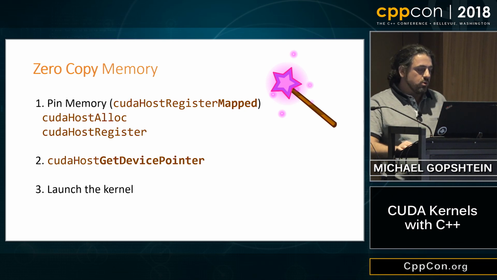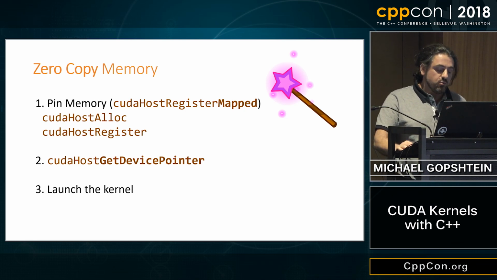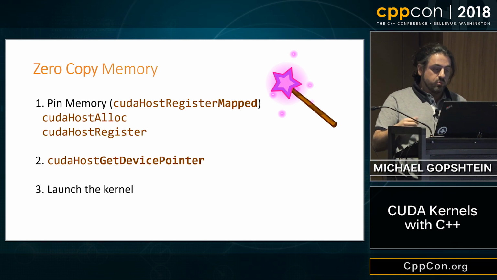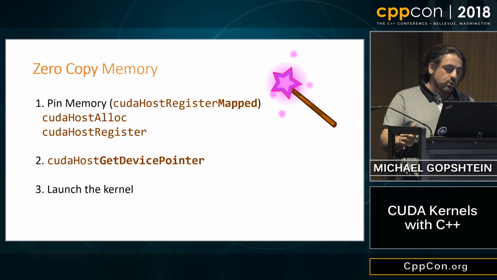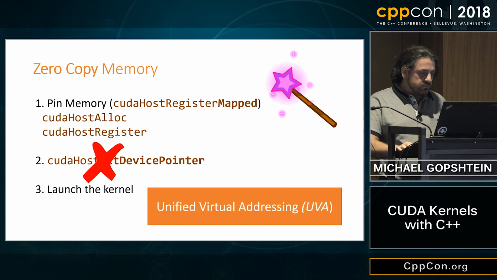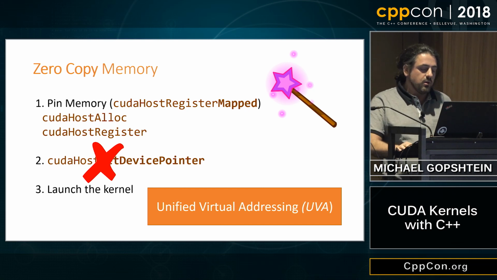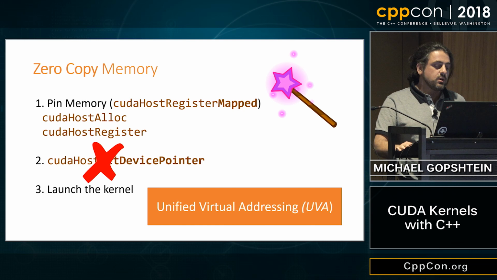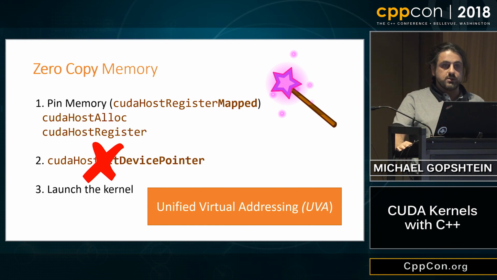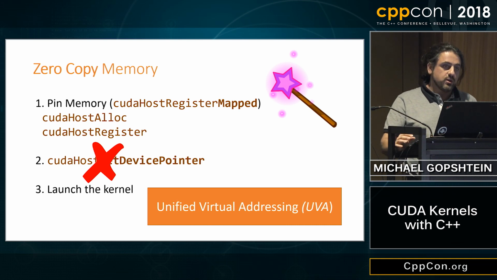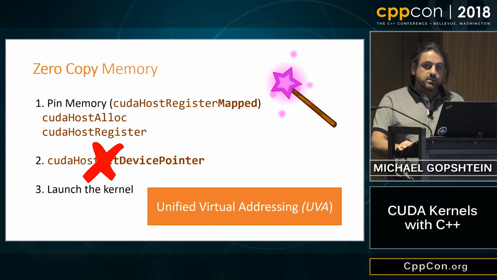Then we need to call this getDevicePointer function, which basically takes the pointer to the CPU memory and returns us a pointer to GPU memory. And now we can launch our kernel safely. And in the most recent, I believe that basically in all the existing versions of the CUDA GPUs, it also supports unified virtual addressing, which means that you don't need to call this getDevicePointer function. Device pointer is exactly the same address as the host pointer.